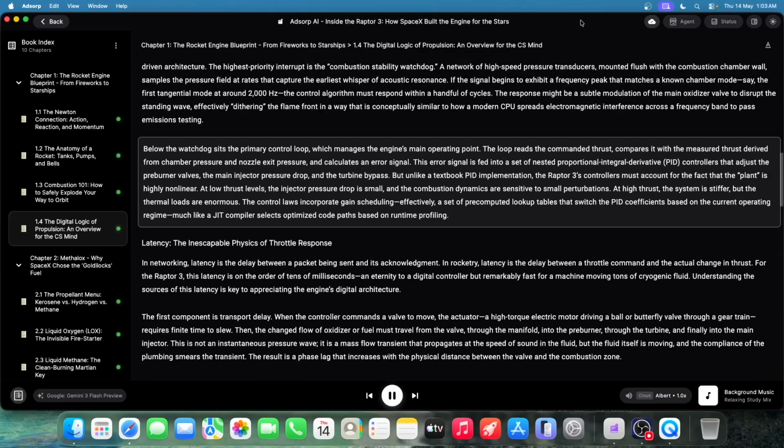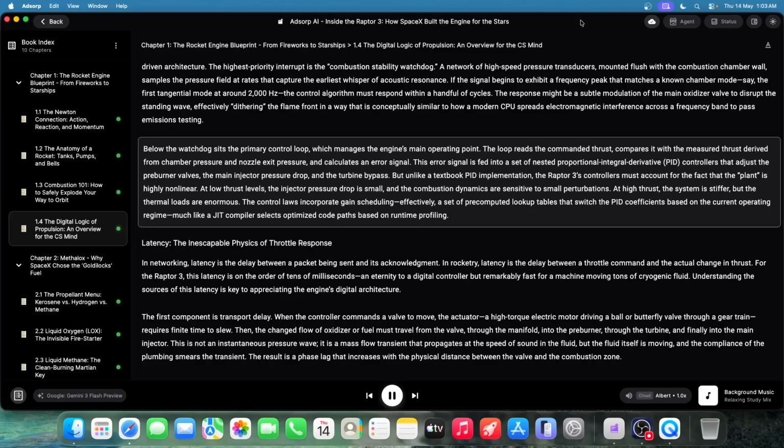And below the watchdog sits the primary control loop, which manages the engine's main operating point. The loop reads the commanded thrust, compares it with the measured thrust derived from chamber pressure and nozzle exit pressure, and calculates an error signal. This error signal is fed into a set of nested proportional integral derivative (PID) controllers that adjust the preburner valves, the main injector pressure drop, and the turbine bypass.